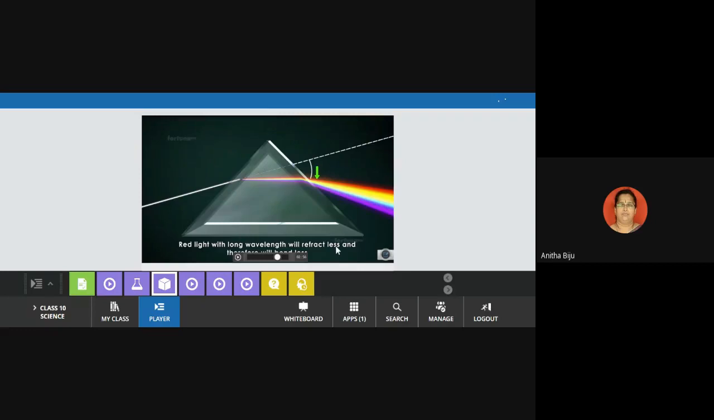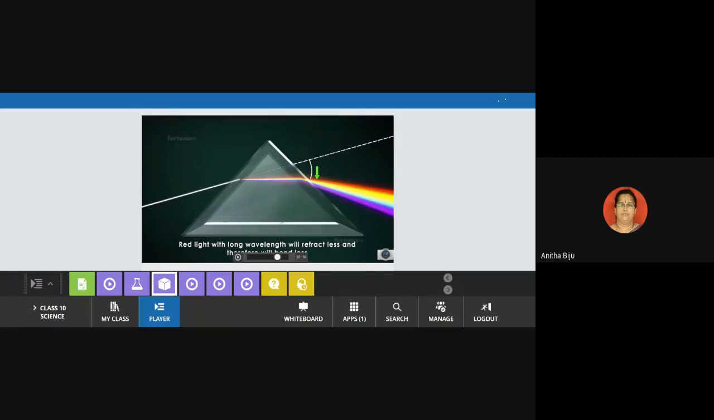What do you mean by refract less? Refract less means scatter less. Scattering will take place in a lesser amount, so it refracts less, and therefore it will bend less. Okay, got it? Or we can simply say that the red color deviates least, and the reason is its frequency is less and the wavelength is more. Wavelength and frequency are inversely proportional to each other.